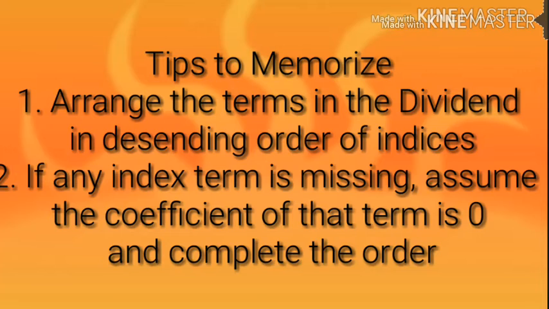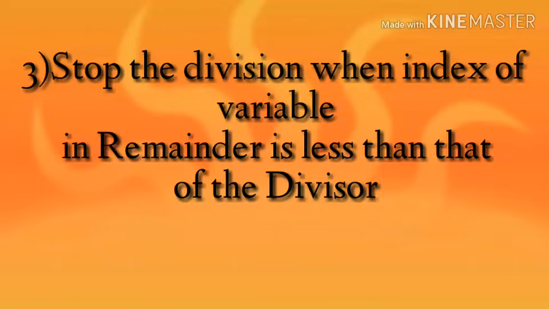Now here are some tips to remember before we move on to the actual problems. The first one is to arrange the terms in the dividend and the divisor in the descending order of the indices. While you arrange, if there is any index term which is missing, assume that the coefficient of that term is 0 and complete the order. The third tip is to stop the division when the index of the variable in the remainder is less than that of the divisor.